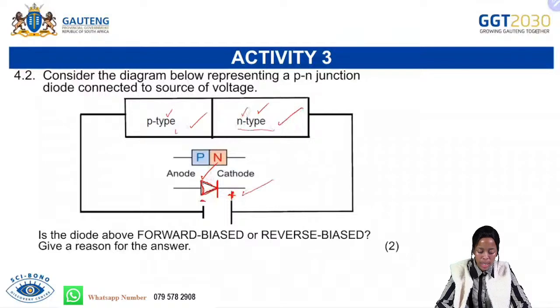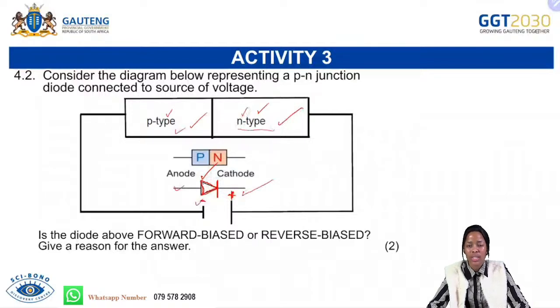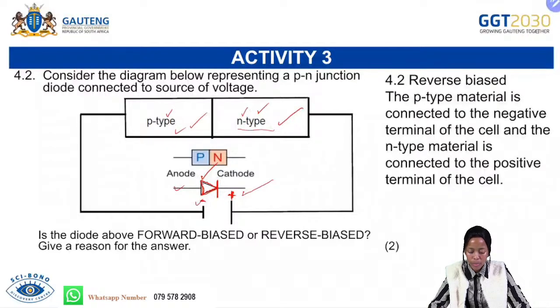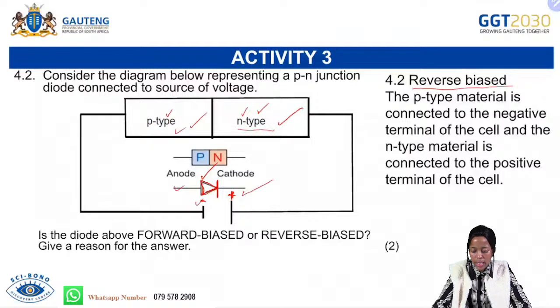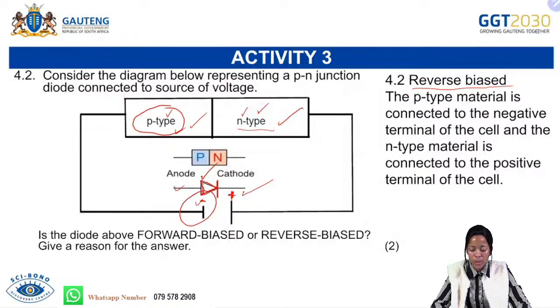And then what is happening? The p-type is connected to the negative terminal of the cell. So if you have such a connection, it therefore means that you have a reverse bias. Okay, so it says here reverse biased. Why? Because the p-type material, this one here, is connected to the negative terminal of the cell, and the n-type material is connected to the positive terminal of the cell.